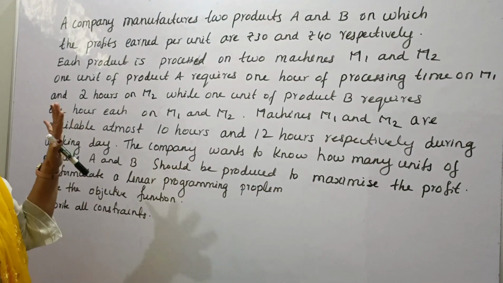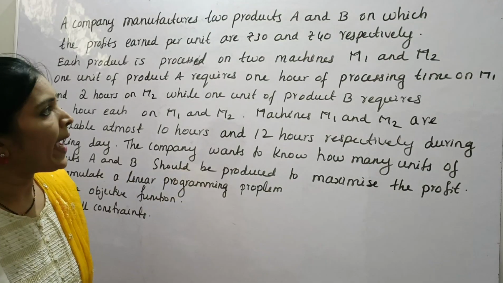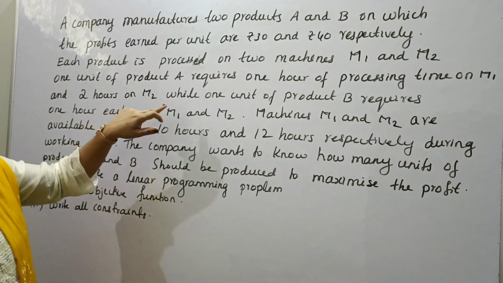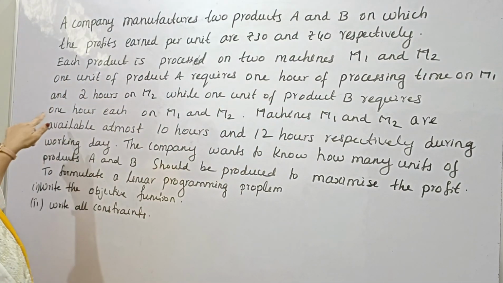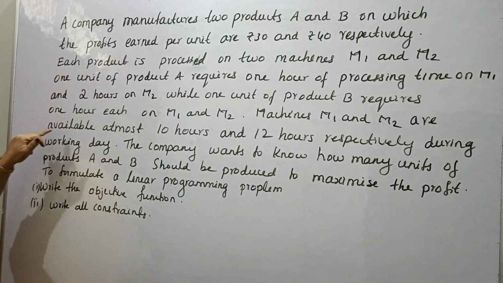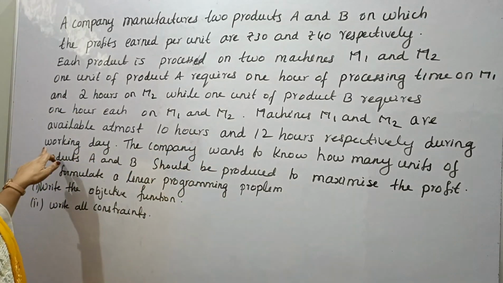Let's go through an example. It's a very important problem. Okay. A company manufactures two products A and B on which the profits earned per unit are rupees 30 and rupees 40 respectively. Each product is processed on two machines M1 and M2. 1 unit of product A requires 1 hour of processing time on M1 and 2 hours on M2, while 1 unit of product B requires 1 hour each on M1 and M2. Machines M1 and M2 are available at most 10 hours and 12 hours respectively during a working day.